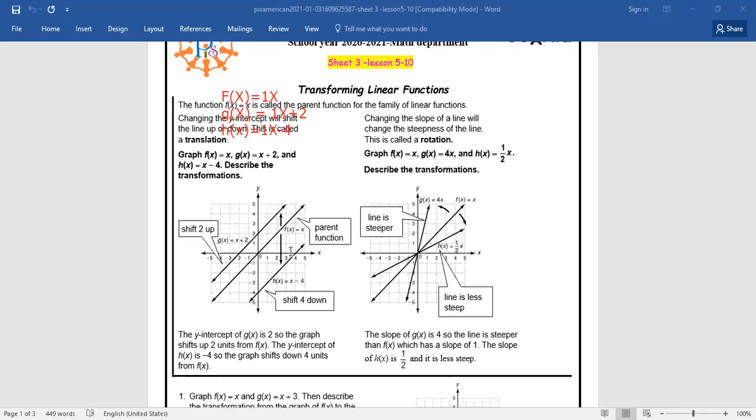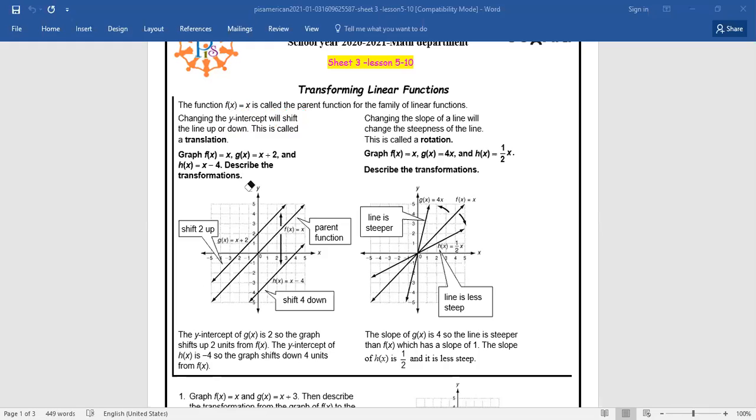Describe the transformations. First you represent them graphically, and you note that they have the same slope and different y-intercepts. So this is a translation. The parent function was in the middle. If it's x minus 4, you shift it down 4 units. If it's x plus 2, you shift it up how many units? 2 units. This is how you explain or answer by using translation.